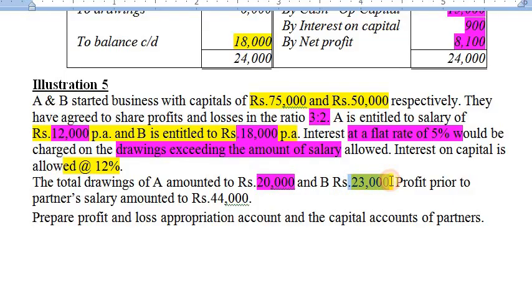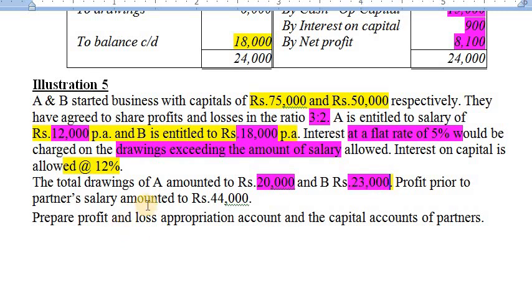And in case of this man, he is entitled to how much? 18,000, whereas he took 23,000, right? So there is 5,000 more and he has to pay interest on drawings for that 5,000 extra amount.